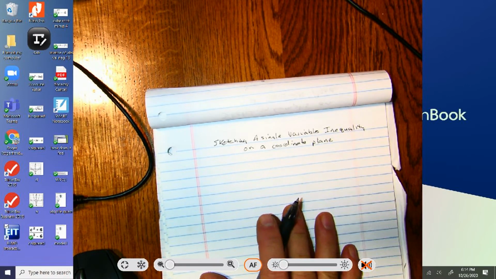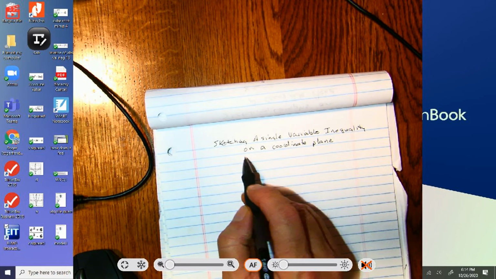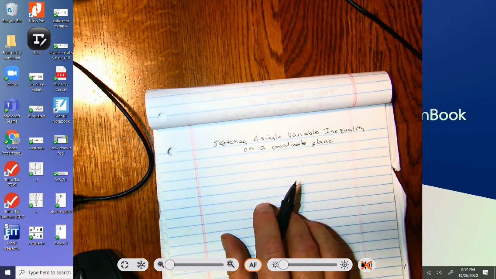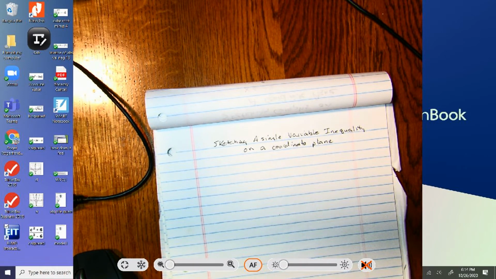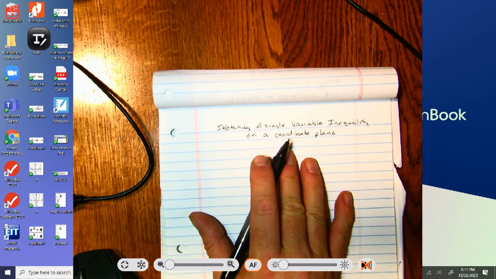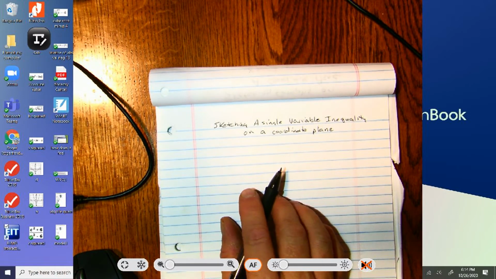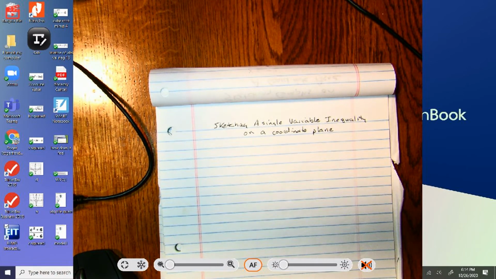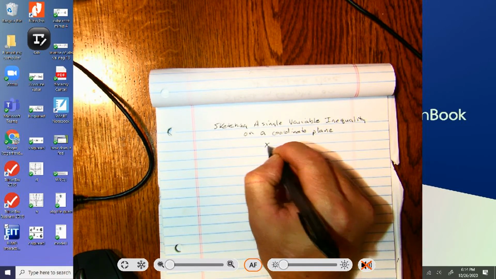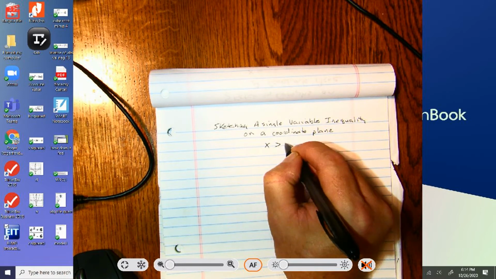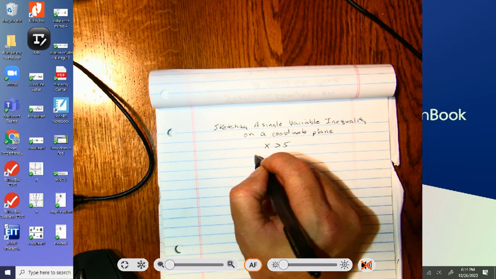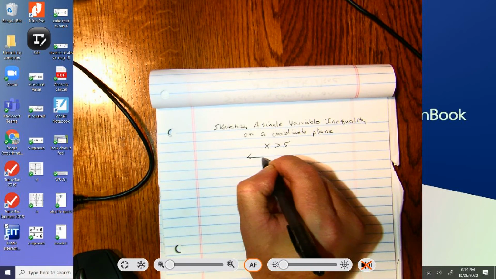Yes. Today we will talk about sketching a single variable inequality on a coordinate plane. Ooh, I love it. Yesterday, I think that lady, Ms. Wilkins, whatever her name is, said something like this: if you graph an inequality such as x greater than 5, you would use a number line.